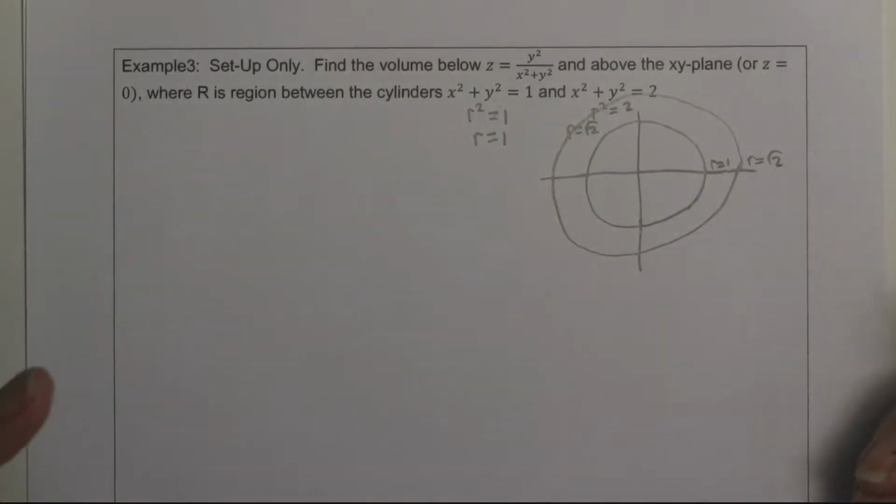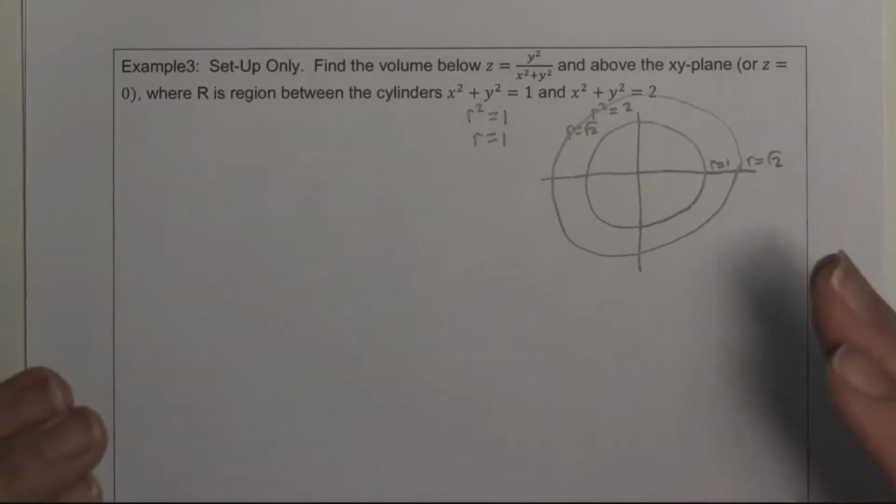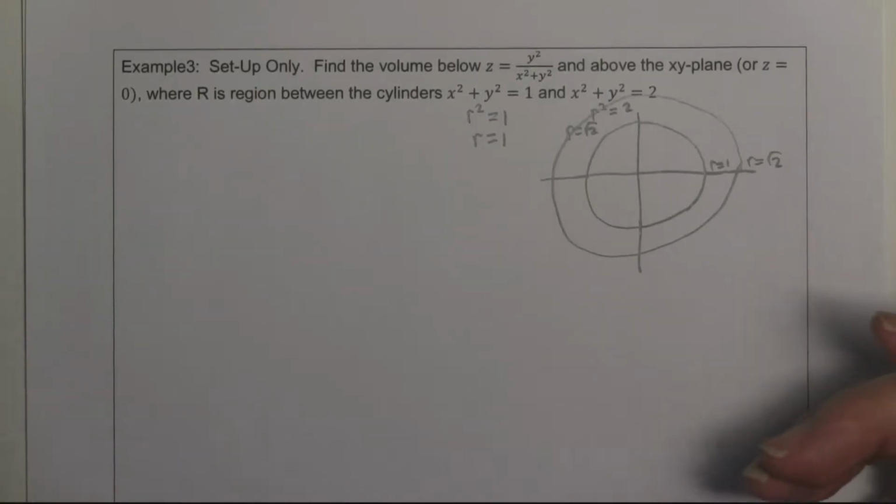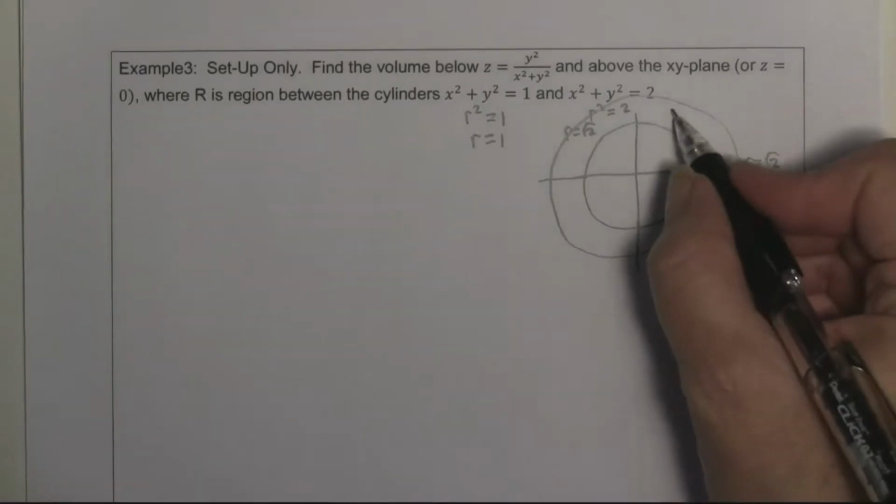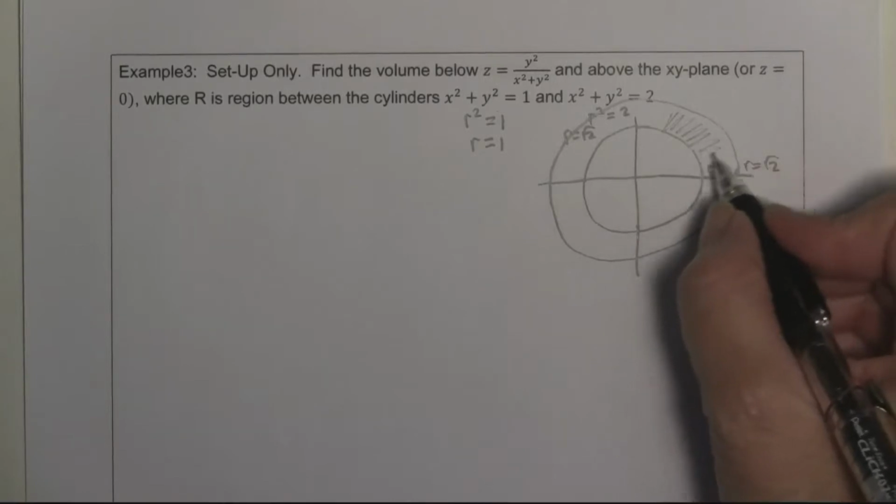And so now we're looking for the area that is trapped by both circles. And so that's this little washer in here.